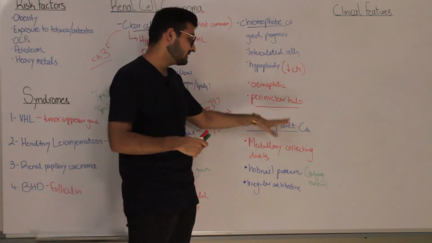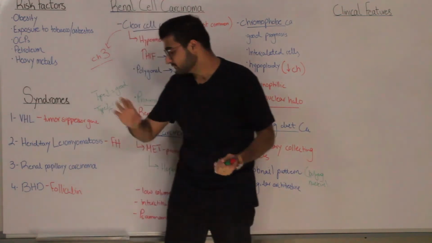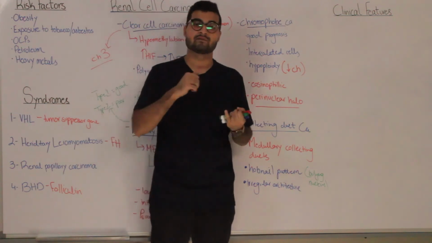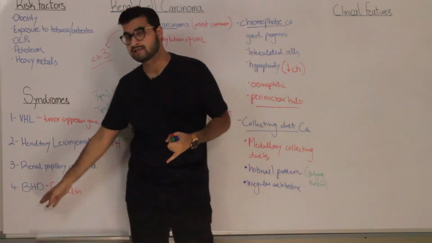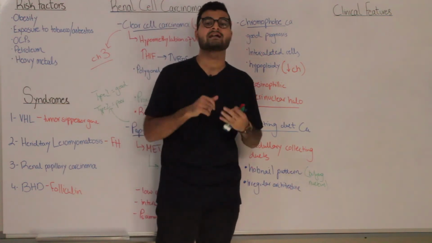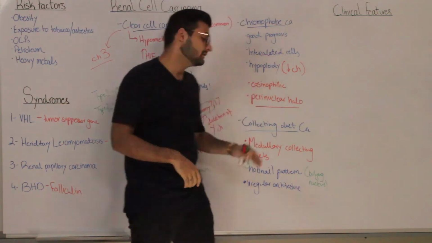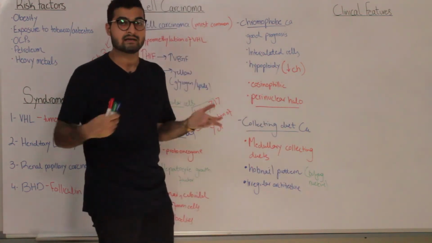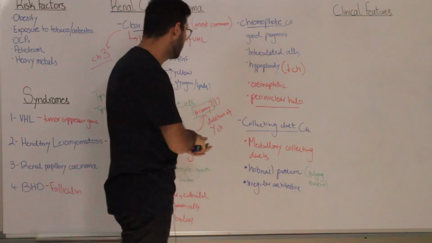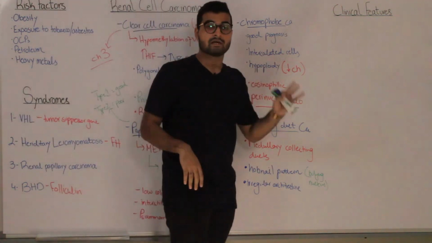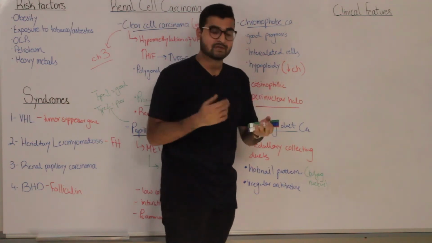One thing to remember is that collecting duct carcinomas have an association with BHD syndrome. So you could have a patient with pulmonary complaints, because in BHD syndrome you have pulmonary cysts or blebs present. Apart from that, you can have skin problems, and you can also have collecting duct carcinomas in a patient with BHD syndrome. So either of these carcinomas can present to you with a few clinical features.